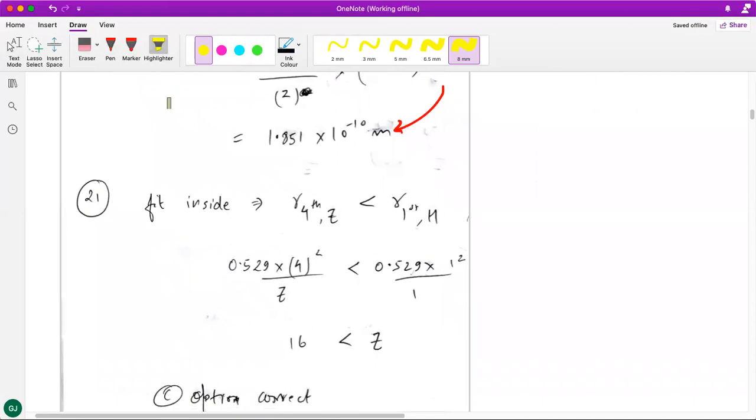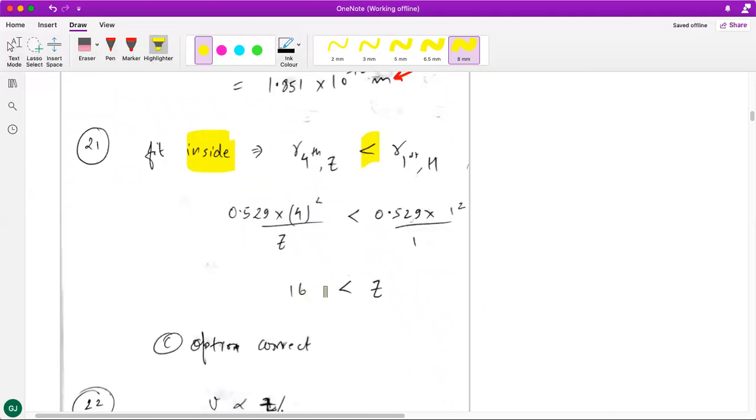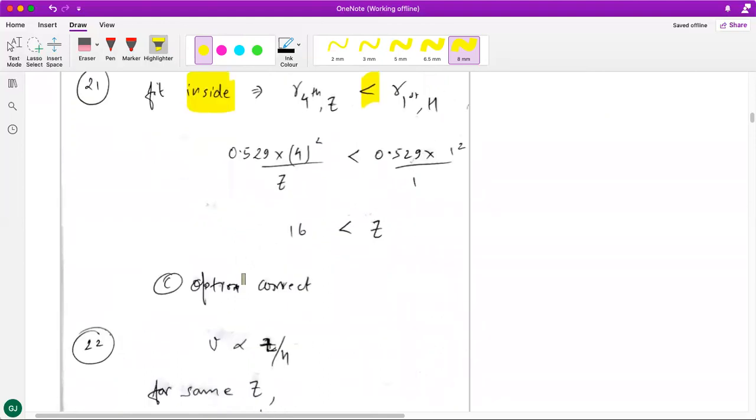Straightforward. In the 21st question, the word inside is a catch. It's a strict less than inequality. So the value Z equal to 16 would also not be the answer, because Z equal to 16 would become a case of equality. Here it is said fit inside. So fit inside means that the radius has to be less, and then the only option that remains as an answer is option C.